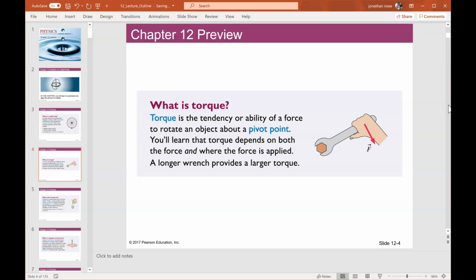So if you've got a heavy door, if you push on the door really close to the hinge, it's going to be a lot harder to push that door open or pull than if you push or pull much farther away from the hinge, because that gives you greater torque. It gives you a longer radius, which increases the torque.